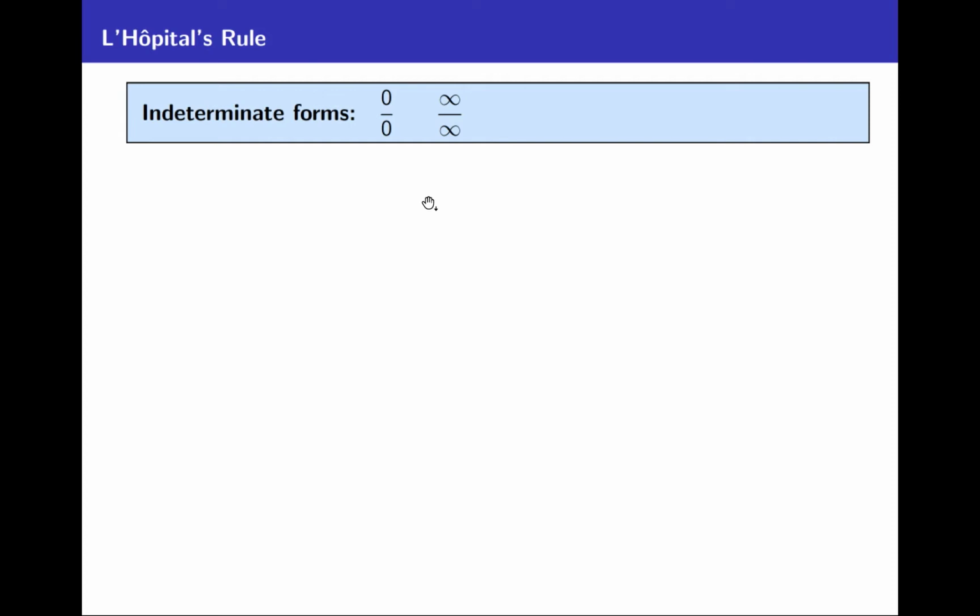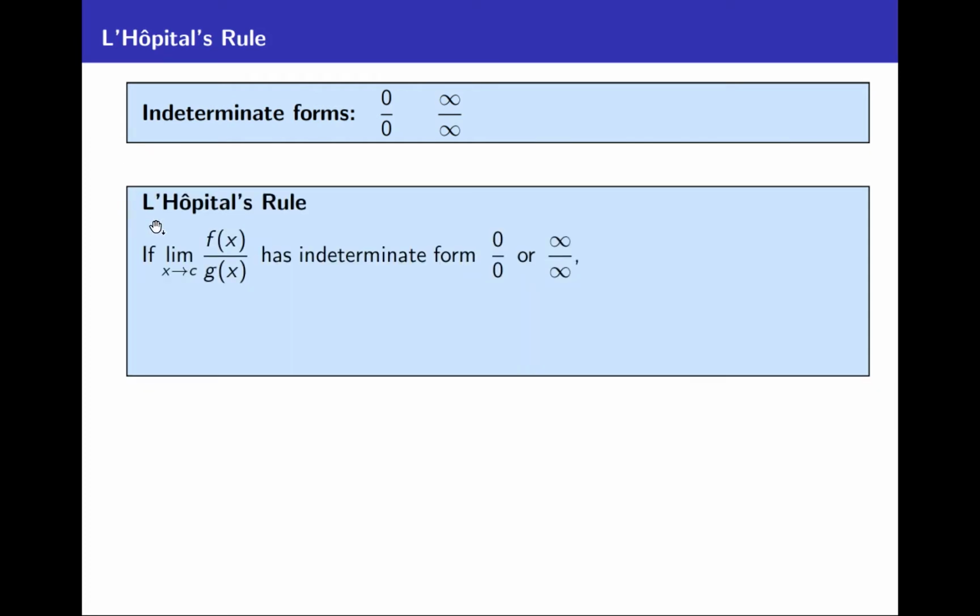It turns out that there is a highly effective way of evaluating limits that have either of these two indeterminate forms, and it's called L'Hopital's Rule. And that's our next topic of discussion. Here's what it says. L'Hopital's Rule says that if the limit as x approaches c of f of x over g of x has indeterminate form 0 over 0 or infinity over infinity, then the limit as x approaches c of f of x over g of x, this limit we're interested in, actually equals the limit as x approaches c of f prime of x over g prime of x. And that's highly remarkable that these two things should be equal, but they are.